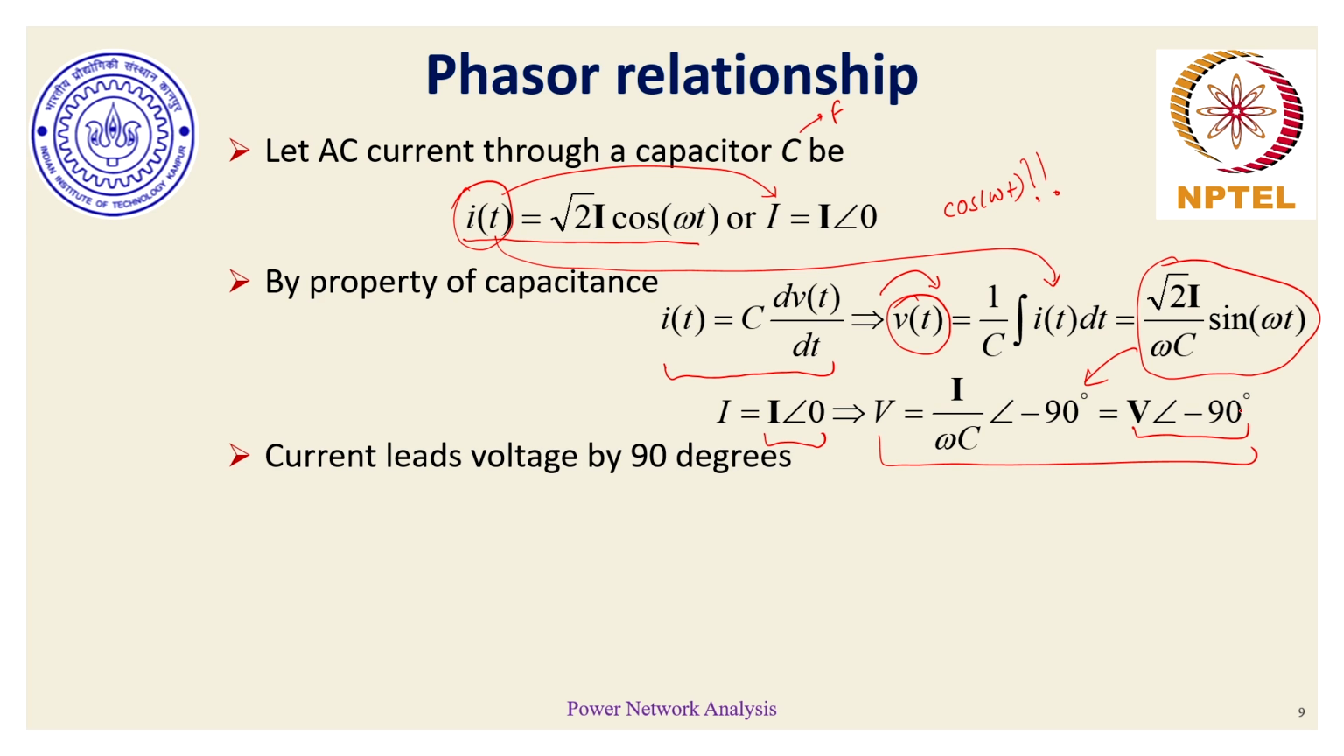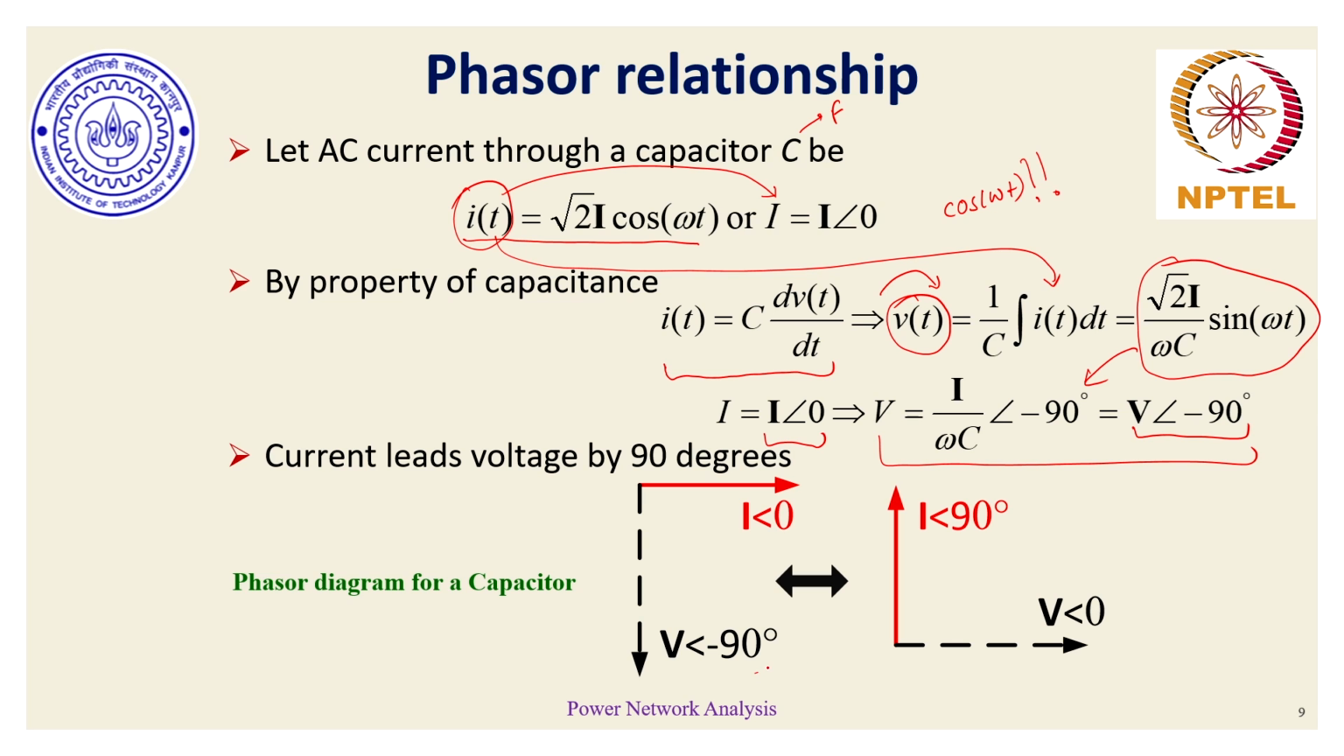So if we plot this or represent this in a phasor diagram, then this is how our phasors would look like. In the first phasor diagram, current is being chosen as the reference phasor, whereas in the second phasor diagram, voltage is being chosen as the reference.